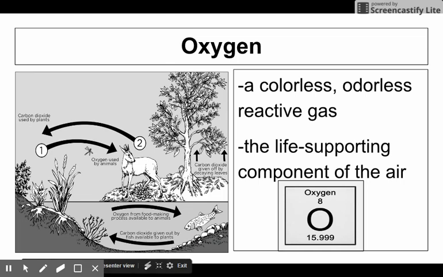Oxygen is one of the elements on the periodic table. Sometimes people confuse oxygen and air as if they're the exact same thing. Oxygen is part of air, but it's not the only component of the air.